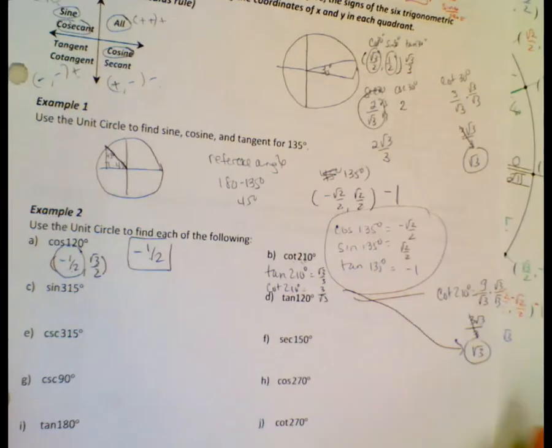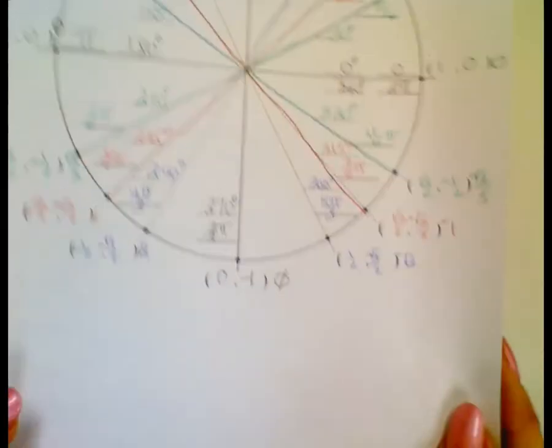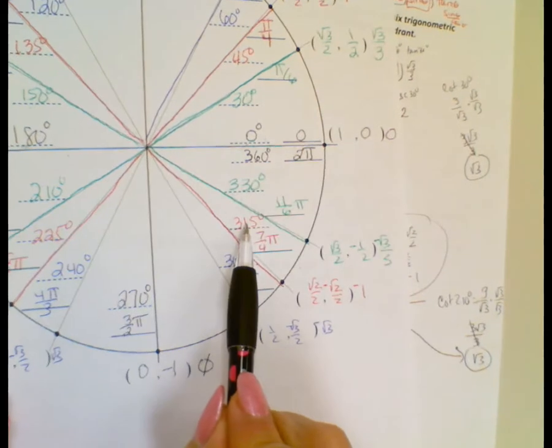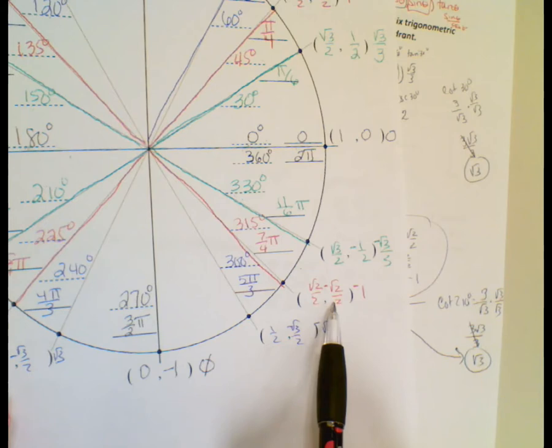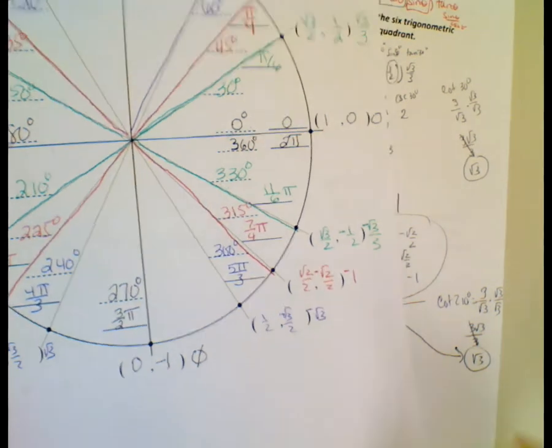Sine of 315. Here's 315 in red. So remember, it's cosine, sine. So what's your answer? It's negative radical 2 over 2.